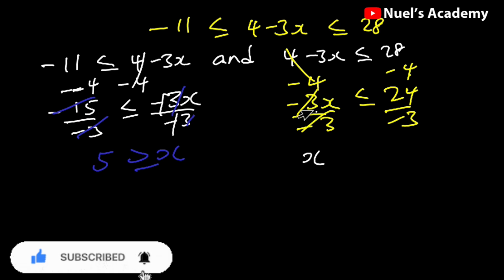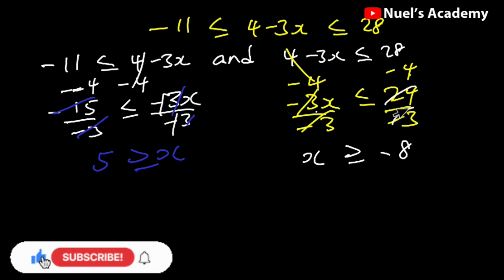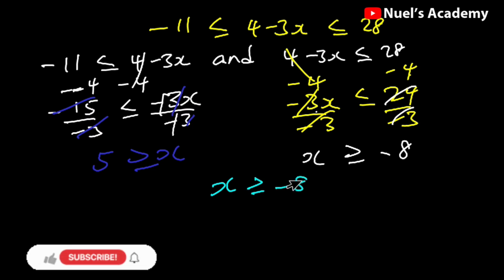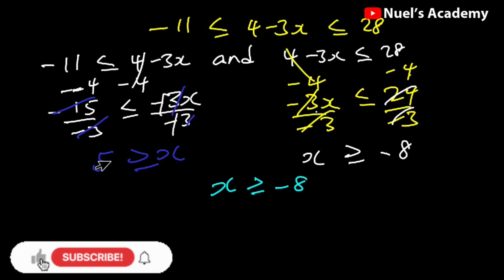Since we divided by a negative number, we are going to divide the inequality sign, and it's going to be greater than or equal to 24 divided by negative 3, which is negative 8, because 3 times 8 is 24. So to combine the inequalities, we are going to have x. So this part is x is greater than or equal to negative 8, and then this says 5 is greater than or equal to x, which also interprets as x is less than or equal to 5. So the answer is x is greater than or equal to -8 and less than or equal to 5.